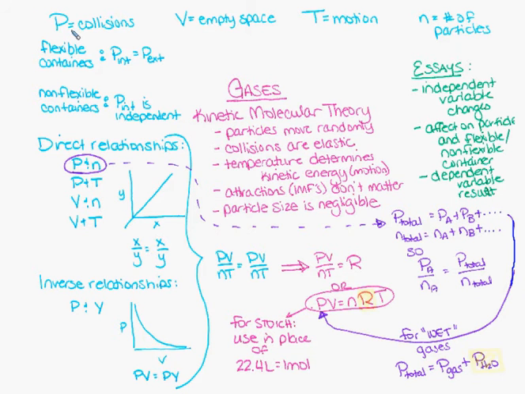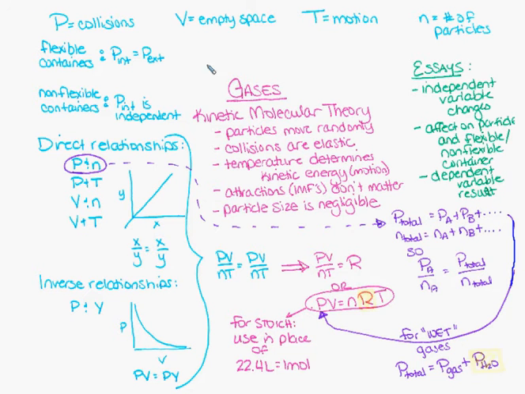Across the top then are your 4 variables. Collisions are your pressure. The empty space of the container represents your volume. Temperature is going to be shown by motion. And n, which is our number of particles, is going to be just counting.